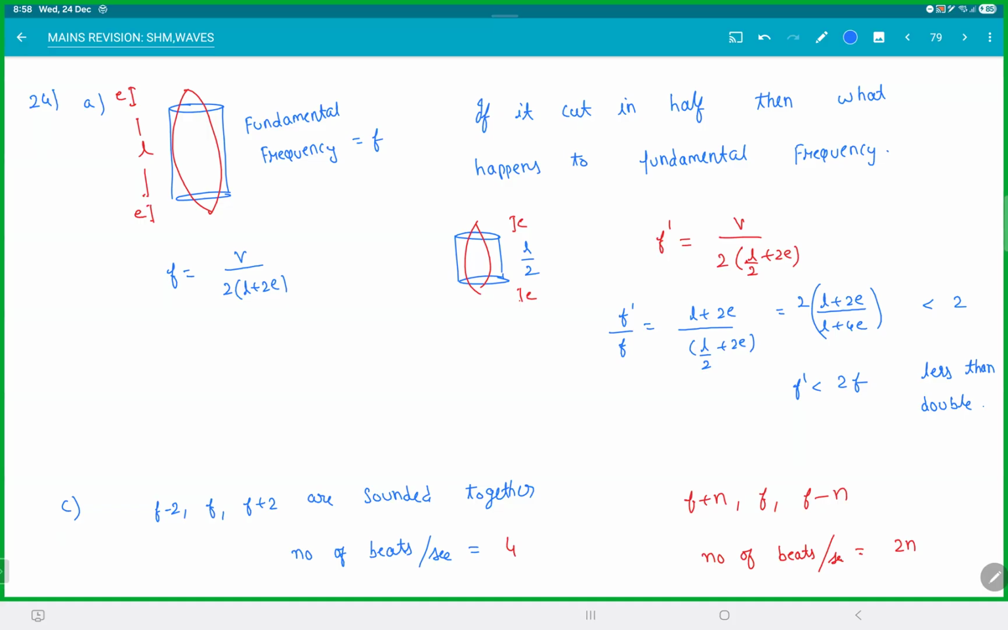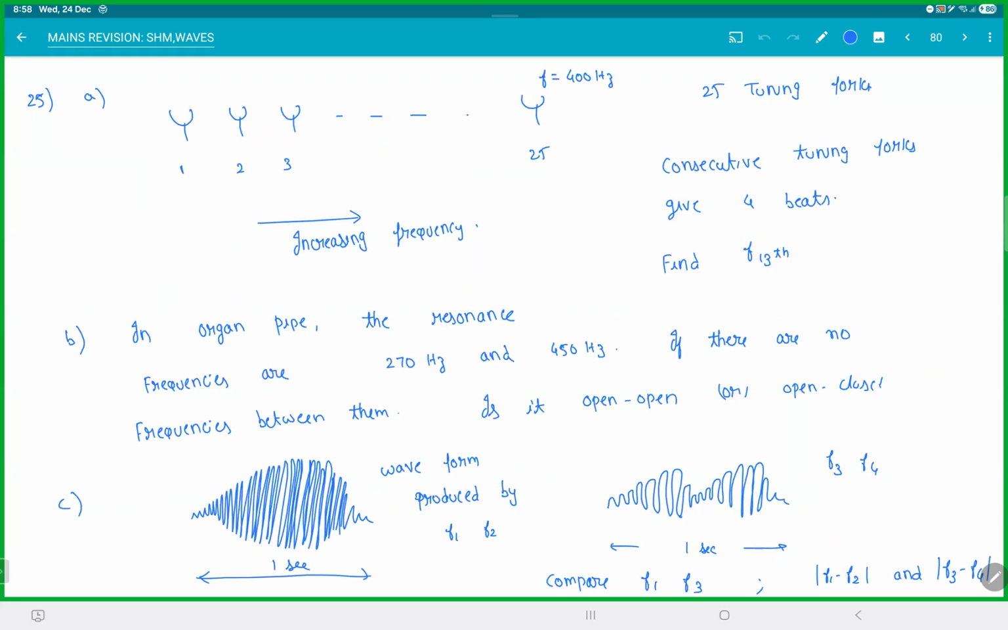If they don't mention anything and you look at the options, more or less than, end correction is there. If they mention, right, neglect end correction, that is okay. Or else be careful. What about this one?